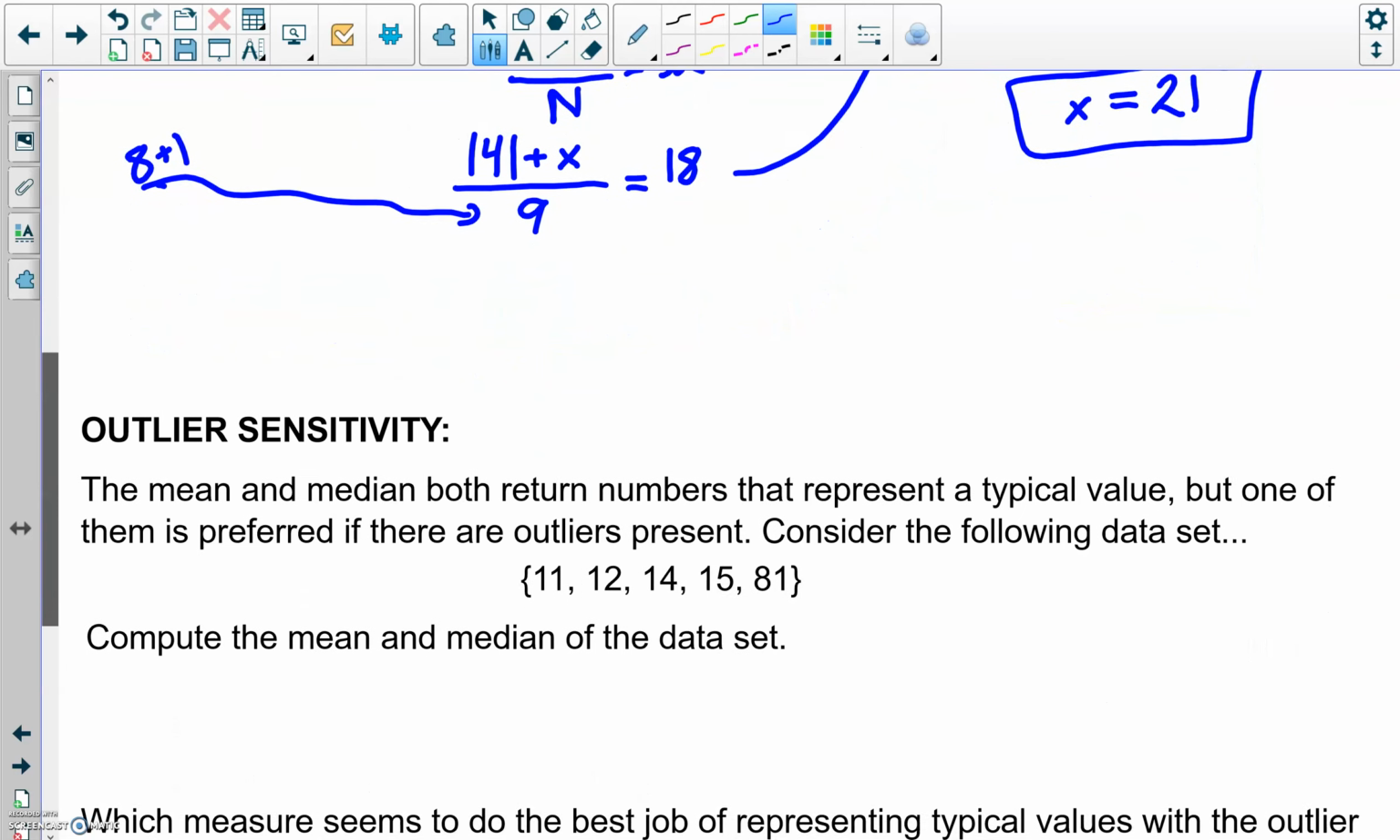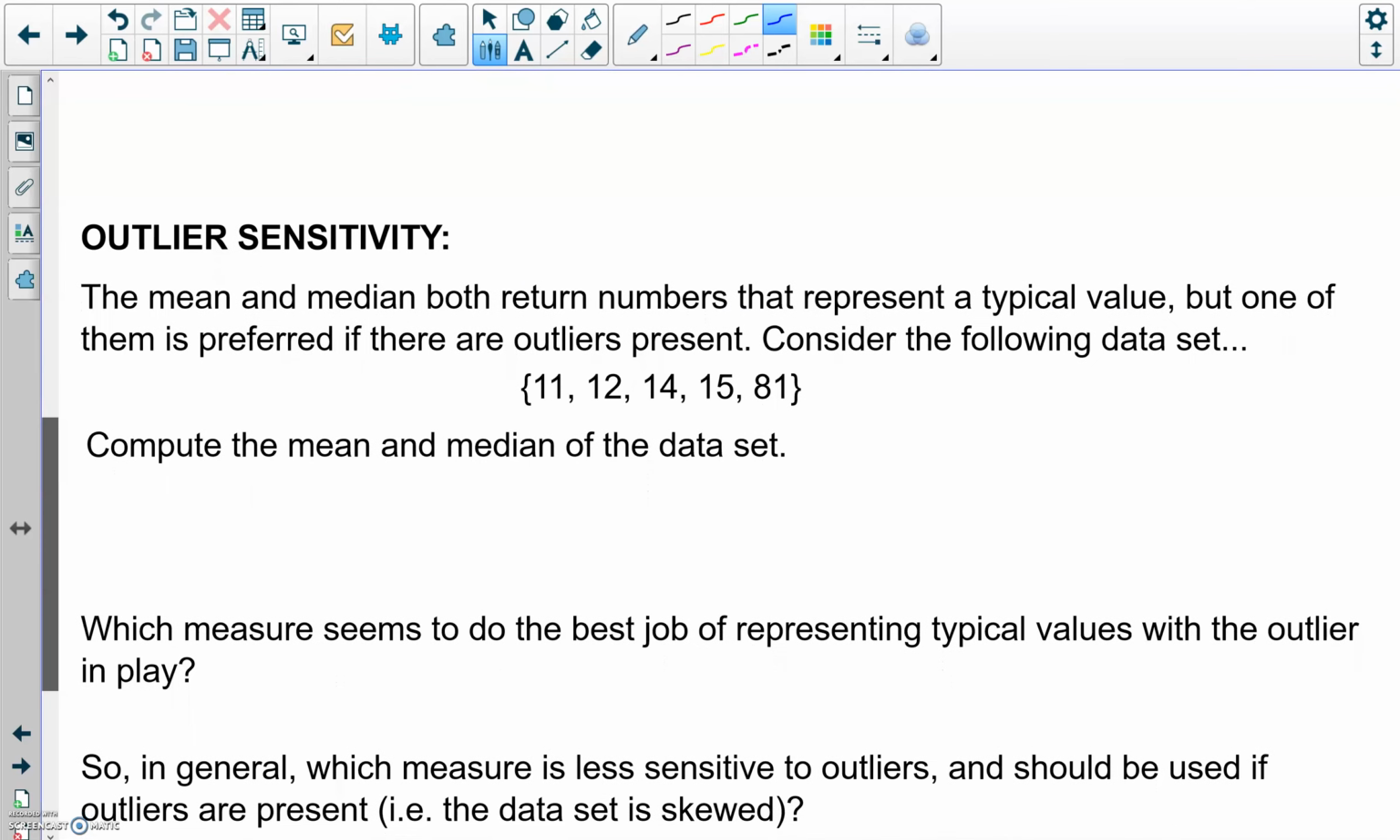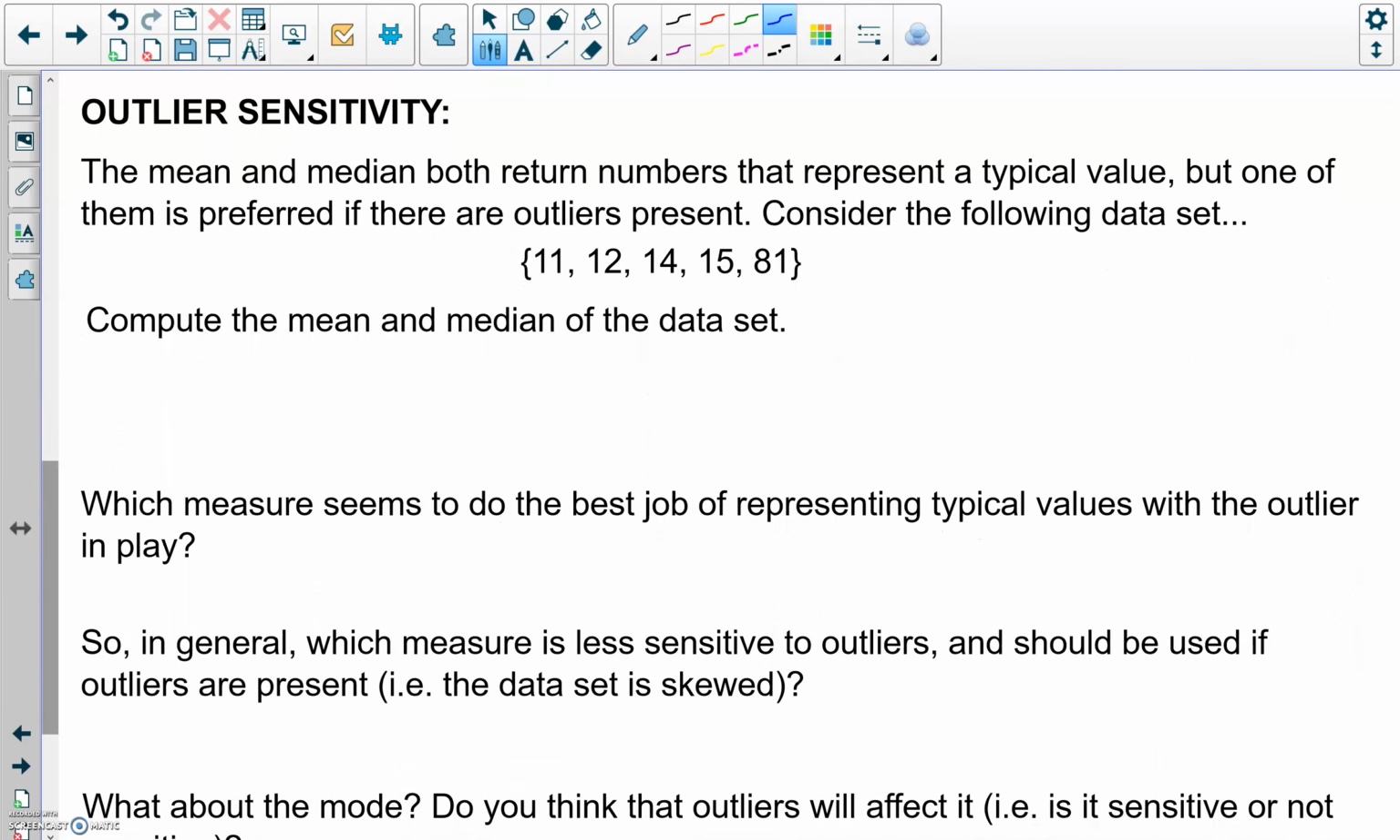All right, so outlier sensitivity, the last little bit here that we're going to look at in this section. The mean and median both return numbers that represent a typical value, but one of them is preferred if there are outliers present. So to illustrate this and which one would probably be best in the outlier situation, let's look at this next data set and compute the mean and the median. You can pause and do that.